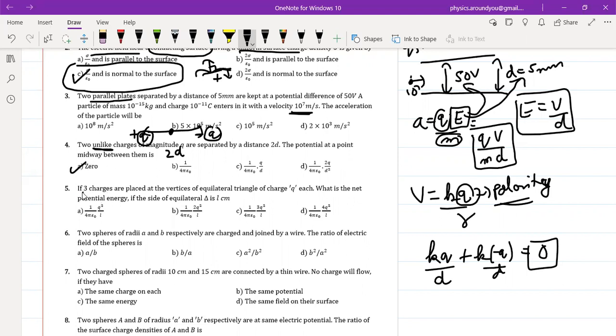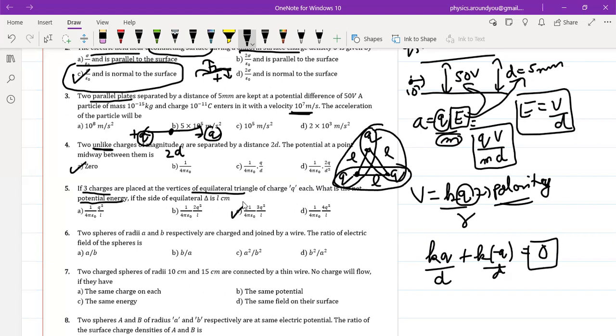Now, question number 5. Three charges are placed on the vertices of an equilateral triangle. Fine. What is the net potential energy? Three charges are placed, L, L, L, it seems, and let us say it is Q, Q, and Q. Hold on. Potential energy means I need to make as many pairs as possible from the question. So it should be KQ square by L plus KQ square by L plus KQ square by L. I can make three pairs. So there should be three somewhere in the options. The only option which has three in it is C. So the right option should be C.